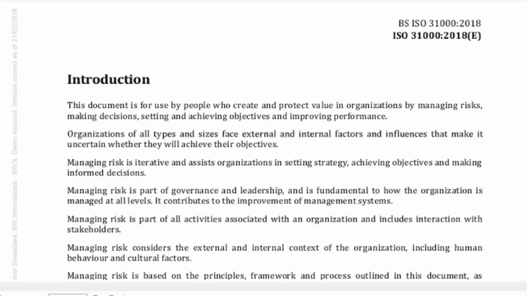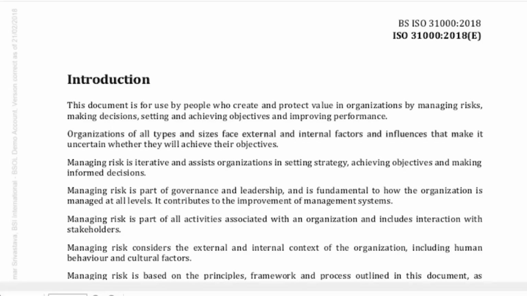Then managing risk is based on three pillars. As per ISO 31000, there are three pillars which we need to consider. The first pillar is based on principles. These principles are applied when we design the framework and when we design the process. The purpose of applying these eight principles in managing risk is that it helps us to protect and achieve the values, the intended outcome, or the objectives of the organization.